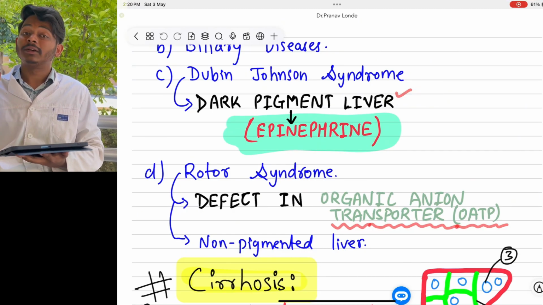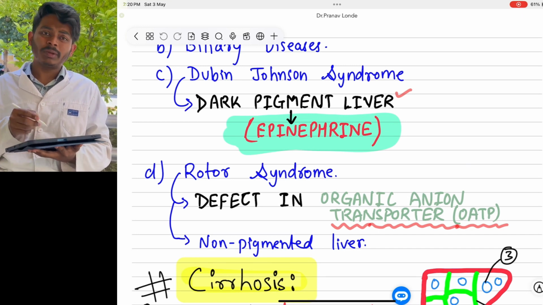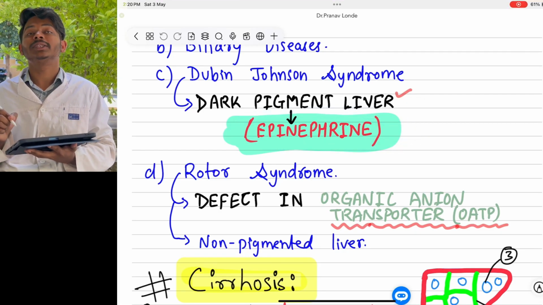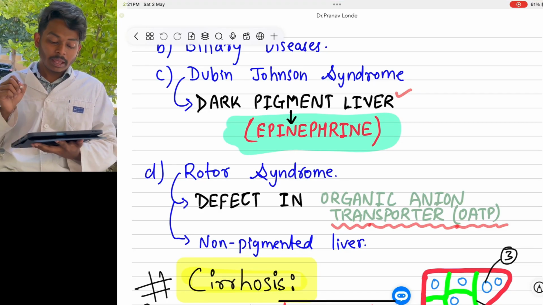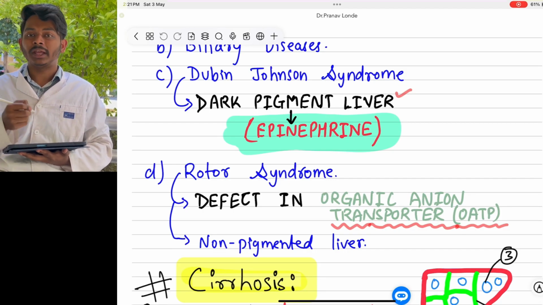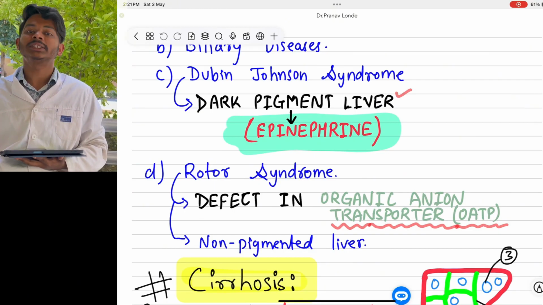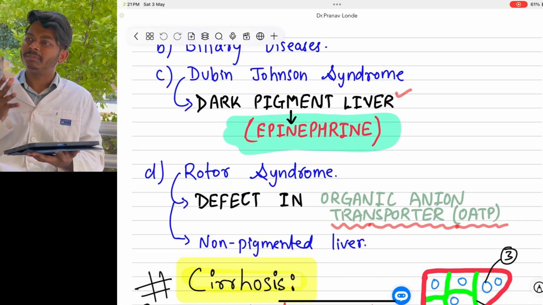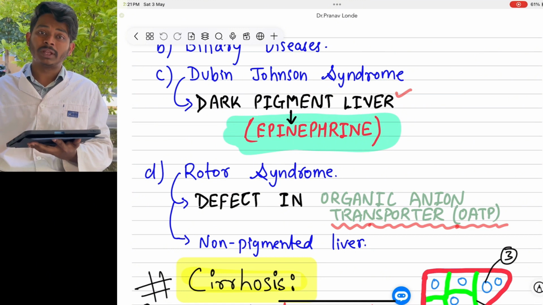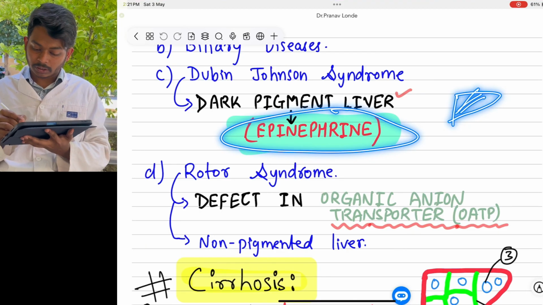Why? Many of you can ask, could this dark pigmented liver be due to bilirubin? No, this is not. Why? Because this dark color pigment in the liver is due to epinephrine. Because in the liver there is metabolism of adrenaline, as a byproduct we get epinephrine metabolites. Sometimes these byproducts can accumulate in the liver. Maybe there is a liver obstruction, they can't go outside, so there will be accumulation of these metabolites of epinephrine. Due to this, they get accumulated in the liver and our liver color becomes dark.